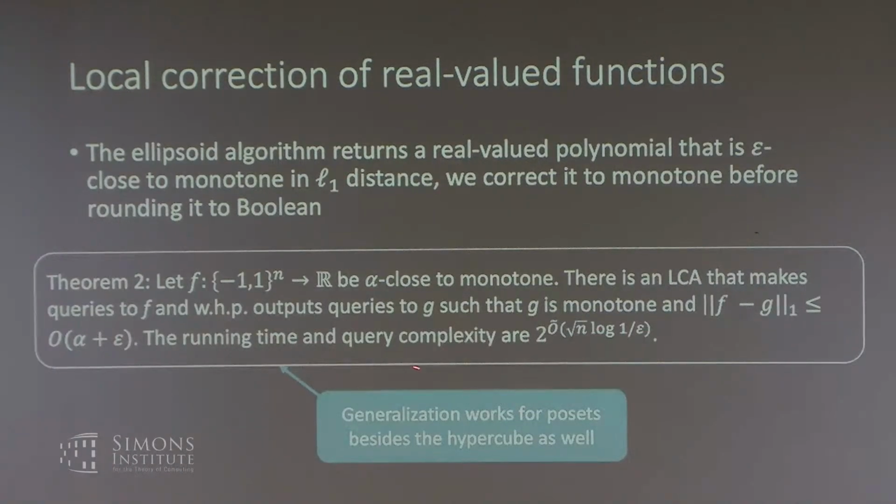And also, this LCA doesn't necessarily have to run in the hypercube. If you want to correct monotonicity for some function that maps vertices of a different poset and you want to correct it to monotone, this parameter will just be replaced with delta. It'll be delta to the log 1 over epsilon. It has another parameter. It'll be delta to the h log 1 over epsilon, where h is the longest directed path.